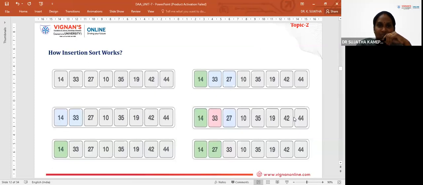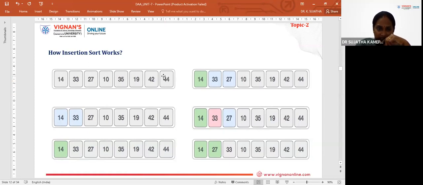Right. I hope that you all understood the procedure. Once again, we are going to see how this works by taking one small example. Let us see this example. Here you are given a list of elements.